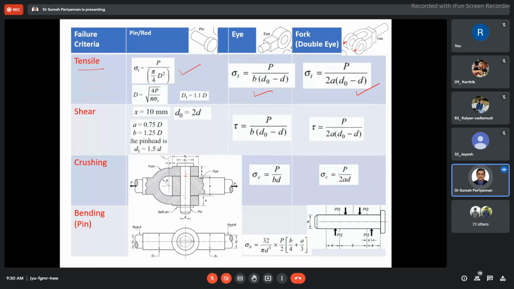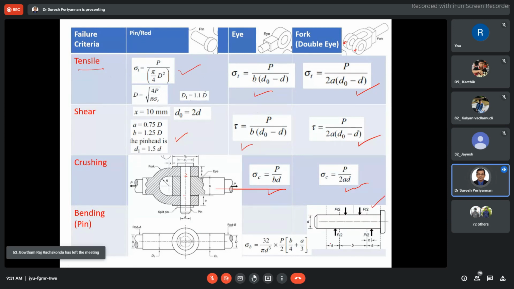Now I come to shear. Shear is subjected to the pin. Shear is also in the eye end, and the fork end is also subjected to shear. We discussed. Okay. Now I come to crushing. Crushing is due to compressive load here. The fork eye end is subjected to compressive load, and the fork end is subjected to crushing. We discussed already. Please keep all the formulas briefly on one page, and you can easily understand.